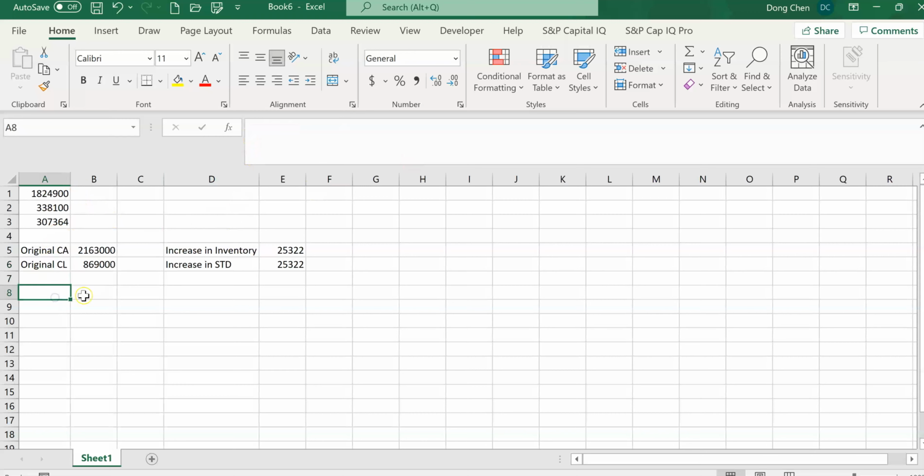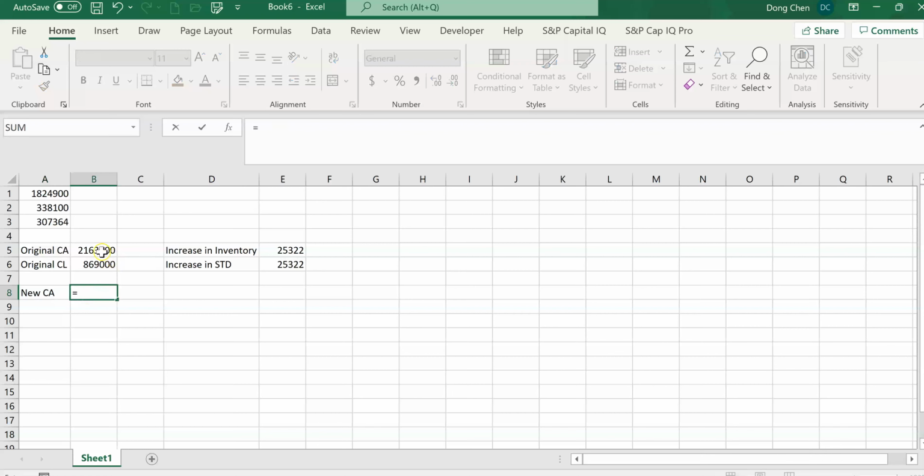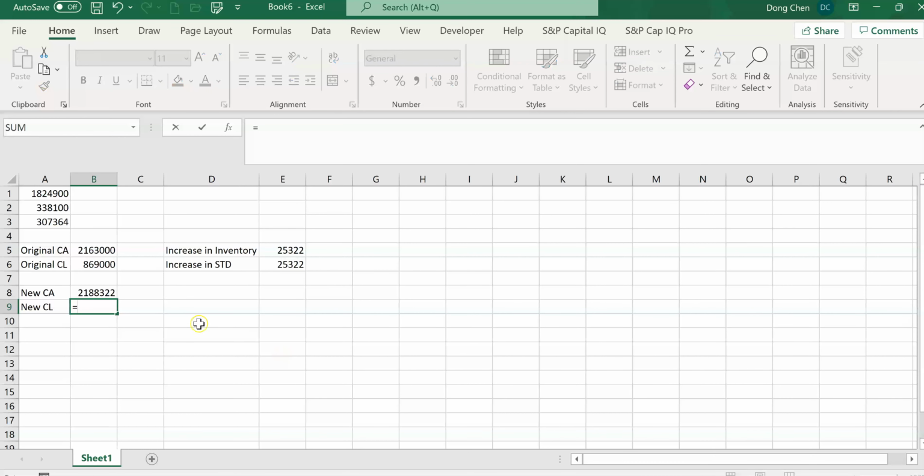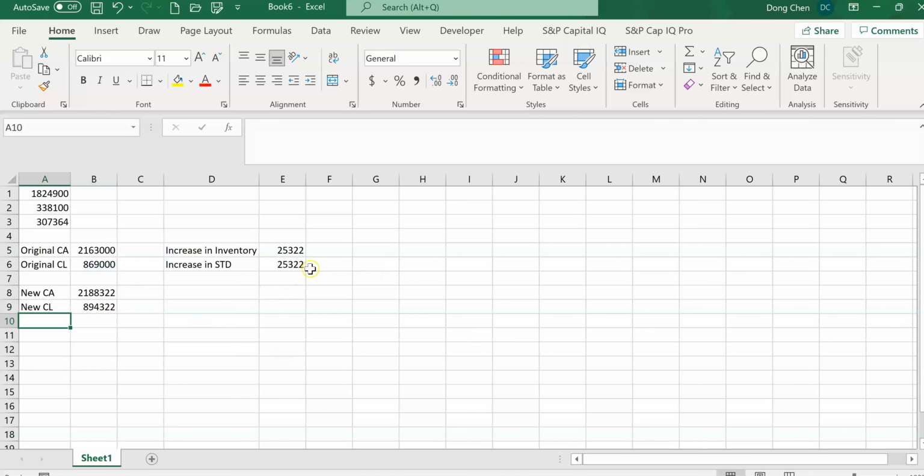Okay, so the new current asset will be the original plus this increase in inventory. Obviously this may not be the correct answer, as I explained, because I just put down a random number there. The new CL will be equal to the original plus this new amount. But you can notice that other than this assumed random number, all other information is definitive.